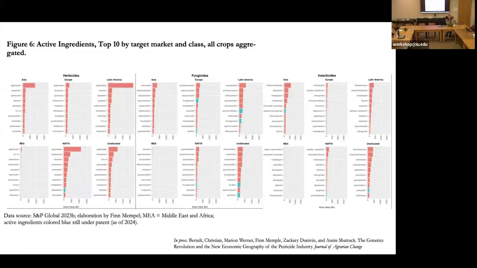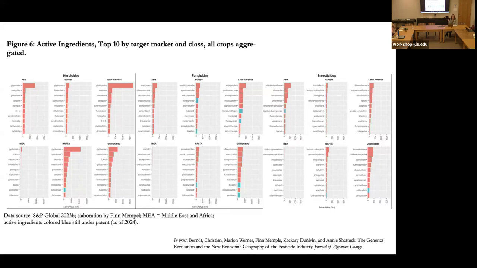So thanks to support from the US National Science Foundation and the Swiss National Science Foundation, our team was able to buy a bunch of proprietary market research data, which is what the US EPA does when they want to know about the industry. It's what the industry uses in trade press and publications to refer to. And you can see in this visualization, anything in blue was under patent as of 2024, as of last year, in terms of the top products in the top markets in each part of the world.